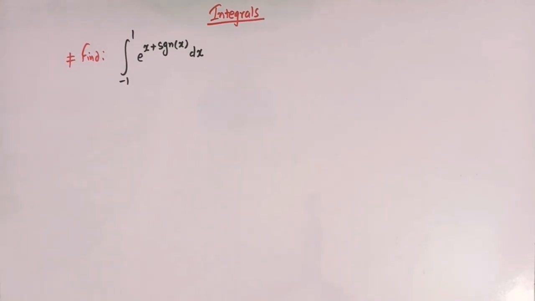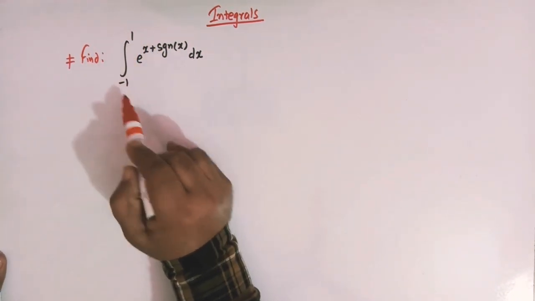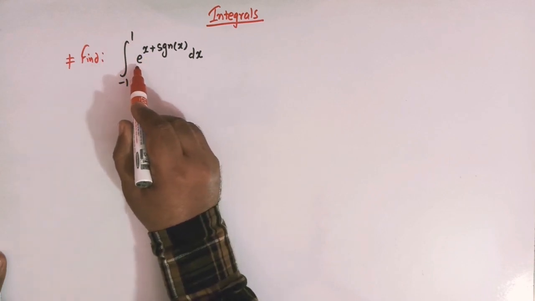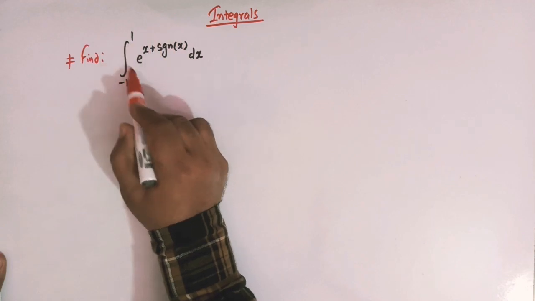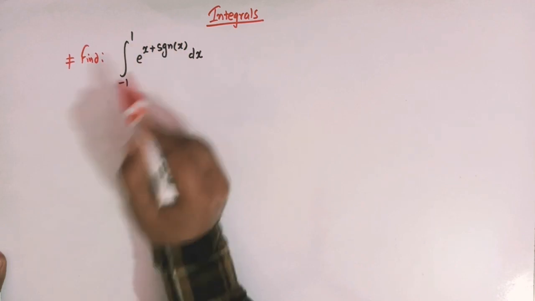Hello viewers, in today's class we are going to solve one important problem from definite integrals. Here we have to find the value of this integral from -1 to 1, and the integrand is e raised to x plus signum of x.